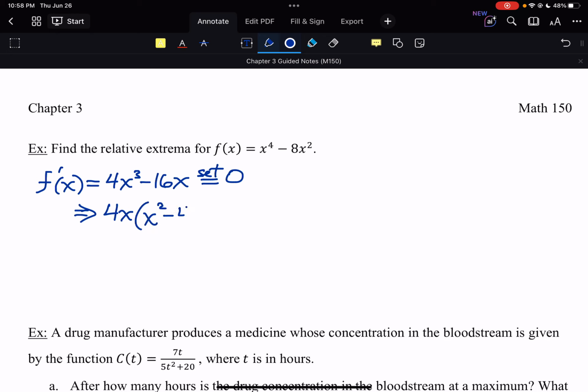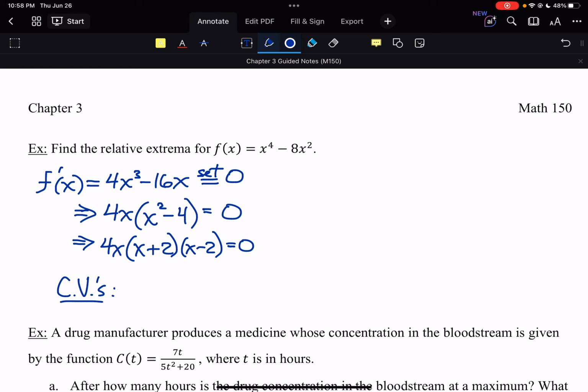We're left with x squared minus 4. So we get 4x, x plus 2, and x minus 2. So this is going to give us our critical values of -2, 0, and 2. All right, we get the -2 from here, the 0 from here, the 2 from here.